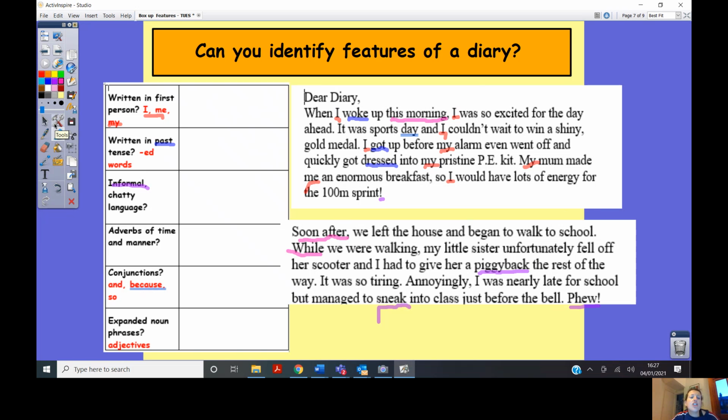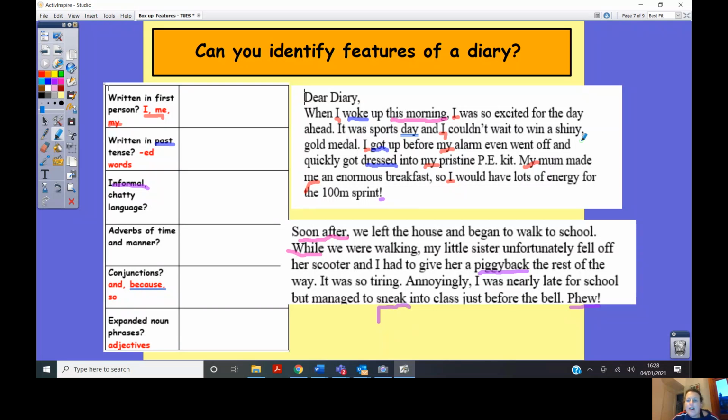Conjunctions. Remember, conjunctions are our joining words. So, and, because, and so. Remember, we use them to link two ideas together or in our subordinate clauses. And then finally, our expanded noun phrases. So our adjectives to really make our writing visual.